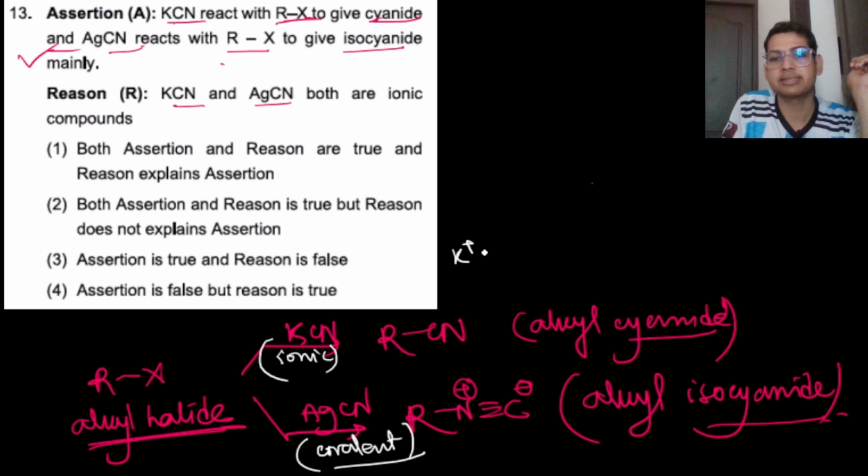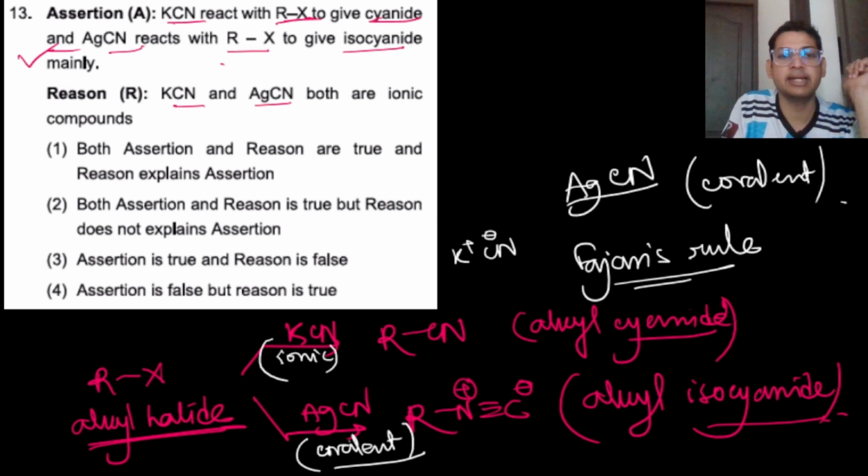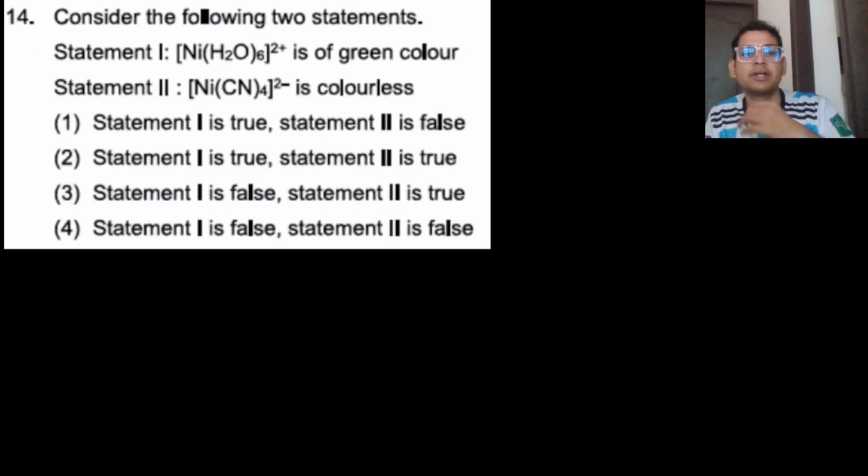You will get K plus and CN minus like that. But AgCN is covalent. From Fajans rule, we can explain that AgCN is covalent. So if this is the case, then the assertion is correct, but the reason is false. Assertion is true, reason is false. That means option number 3 will be my answer. Yes, got it. Then go for the next.